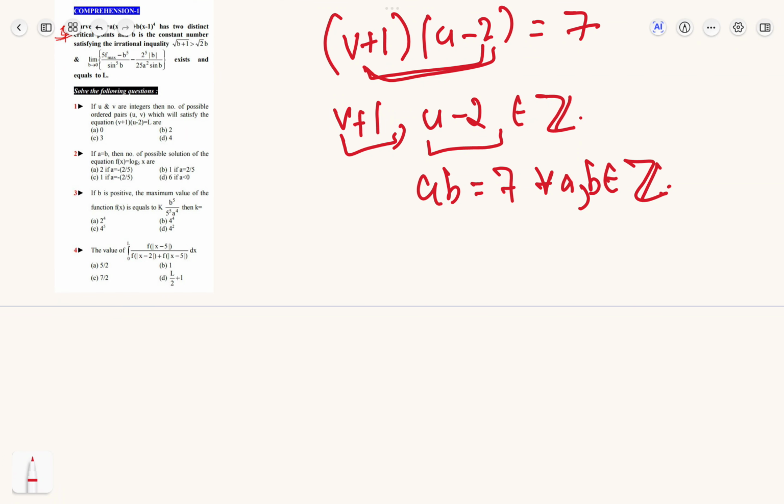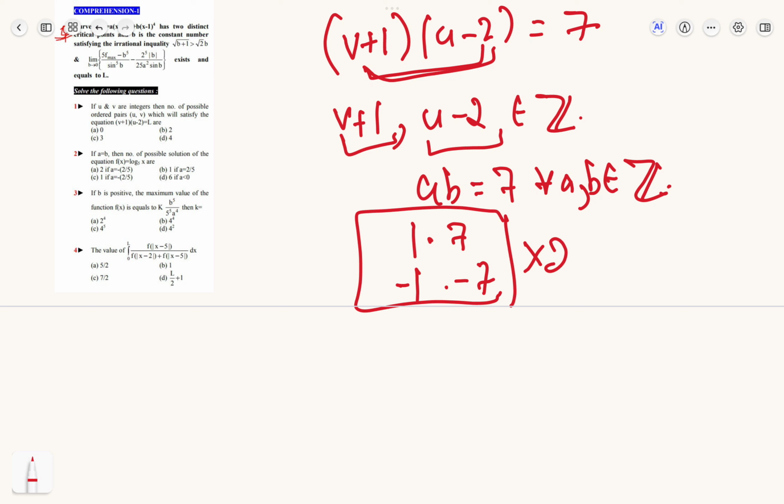So I can just have 1, 7, minus 1, minus 7, and then I can take it two times, because a can be 7, b can be 1, and a can be minus 7, b can be minus 1. So the total number of pairs would be 4. I hope that's right. I think that is right. I don't have the actual answer.